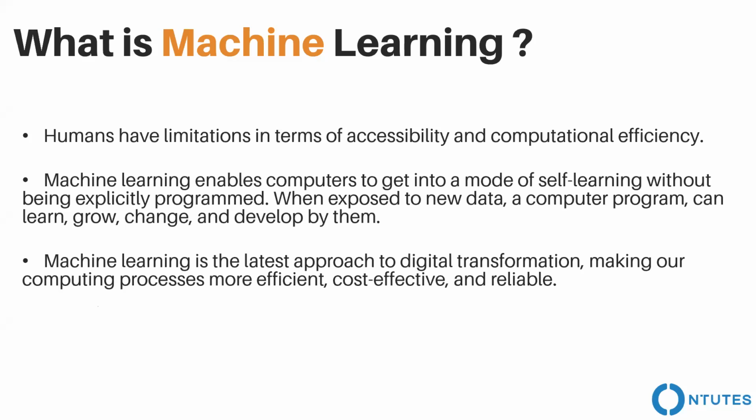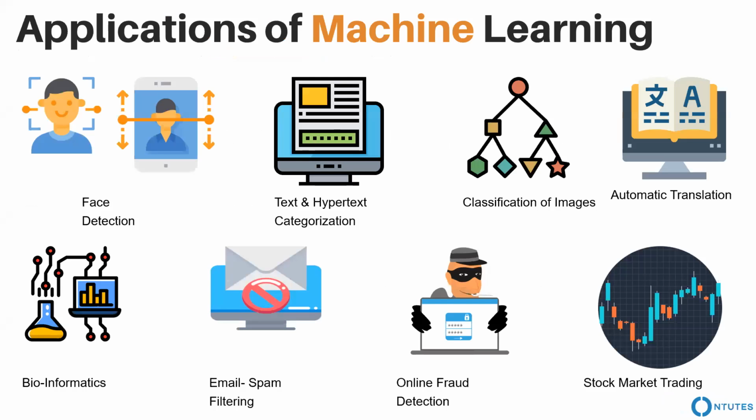I'm quickly going through a few of the applications that everyone might have seen in daily life, or might have gone through. Machine learning is applicable in face detection, text categorization, and classification of images, just like Google Photos tagging images, whether this is the same person or another. That is also an application of machine learning.